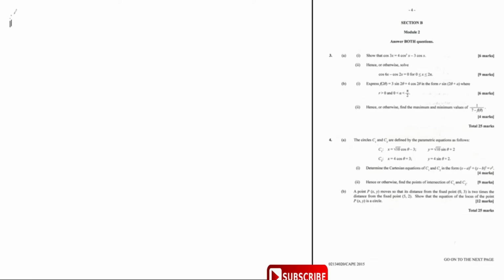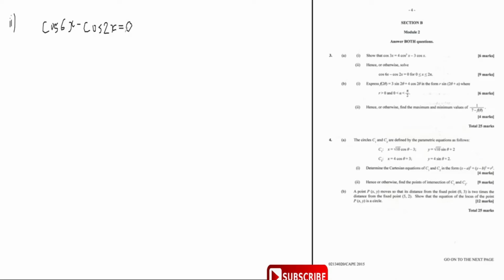Part two now. We have that. Hence or otherwise, solve cos 6x minus cos 2x. So we need to solve cos 6x minus cos 2x, and we're solving that equal to 0.